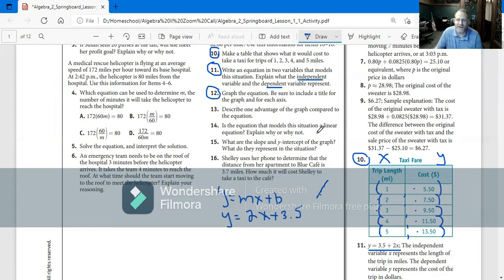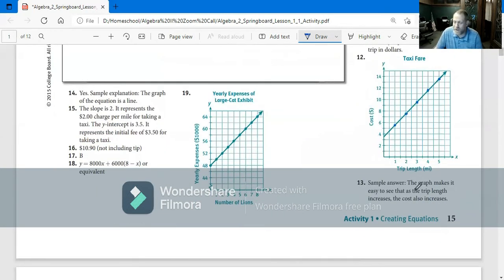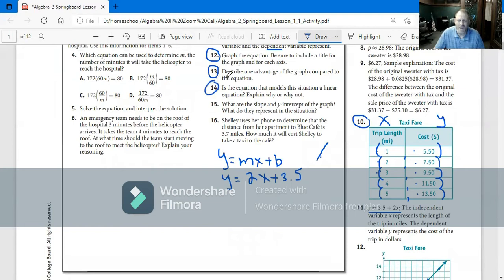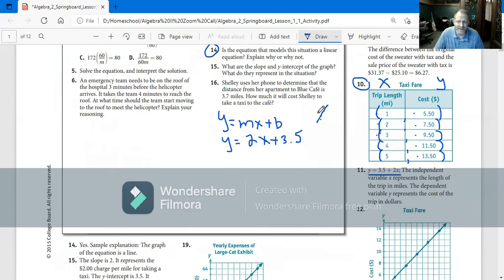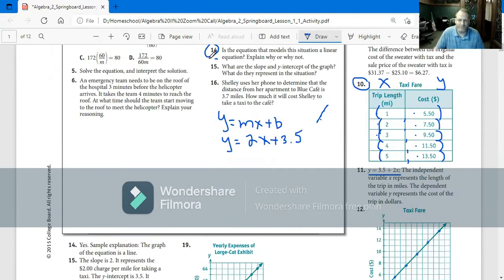Number 13. Describe one advantage of the graph compared to the equation. Sample answer: the graph makes it easy to see that the trip length increases and the cost also increases. Number 14. Is the equation that models this situation a linear equation? Yes, it goes up in a straight line. Let's look at the answer, though. The graph of the equation is a line.